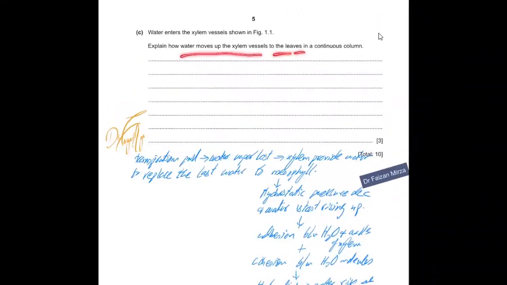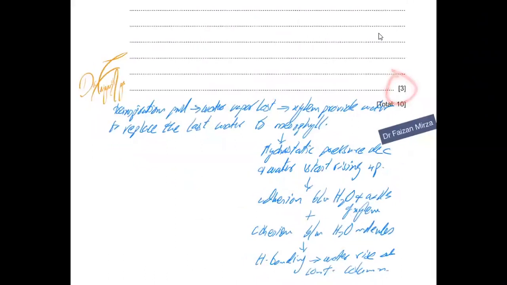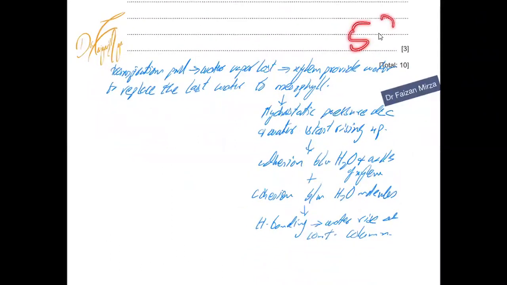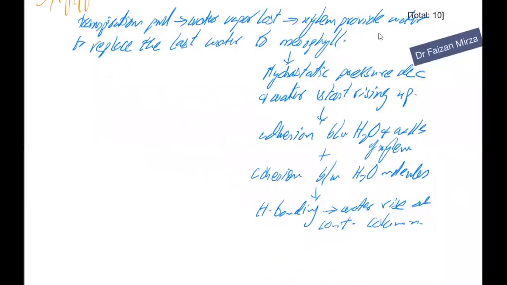Explain how water moves up a xylem vessel to the leaves as a continuous column. When you are mentioning a continuous column, we'll just have to give 3 marking points, and if the question actually did come earlier for 5 marking points. Now since it's for 3 marking points, we'll just recall what's happening. So let's use the mind map. Try to recall transpiration pull. Transpiration pull is exerted because water vapor is lost from the aerial parts of the plant. Xylem provides water to replace the water lost from the mesophyll. As a result, hydrostatic pressure decreases and water starts rising up the xylem.